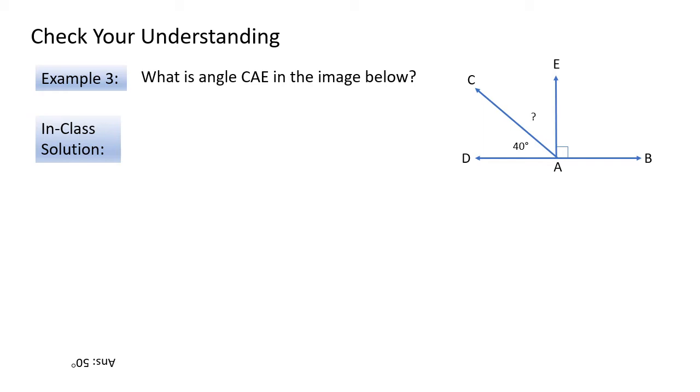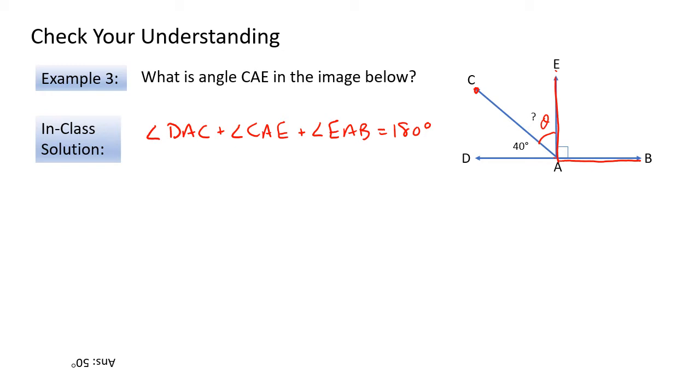What is the angle CAE in the image below? So we're looking for CAE, or this angle, okay? So again, we have a straight line, okay? DAB. But in this case, it's broken up twice into 3 angles. So we know that the angle, we'll call it DAC, plus angle CAE, plus the angle EAB, okay, this angle here, has to equal 180 degrees.